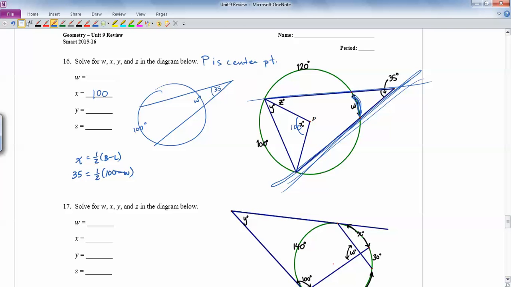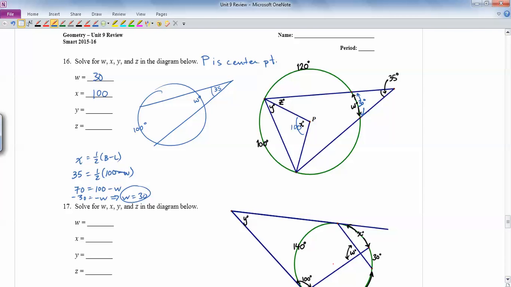So if I double both sides, then the half goes away here. So multiply the 2 over, I get 70 equals 100 minus W. And if I subtract the 100, I get negative 30 equals negative W. So that means W is 30. So W is 30 degrees. Right here.